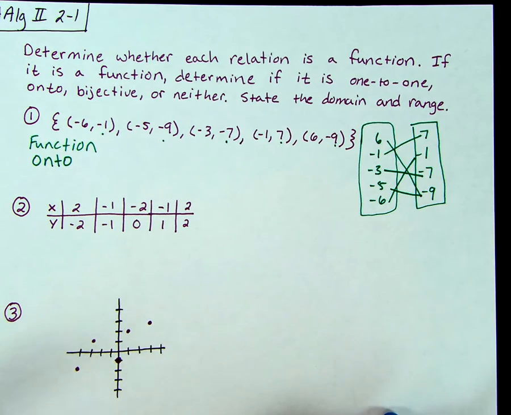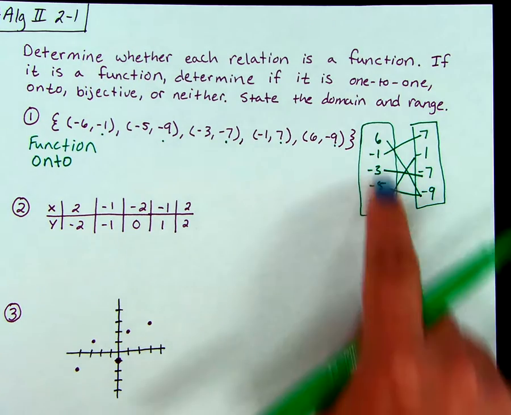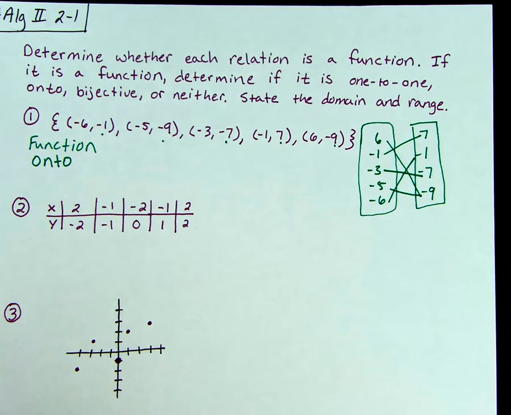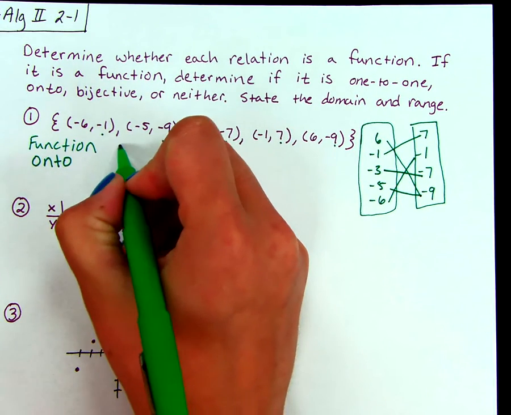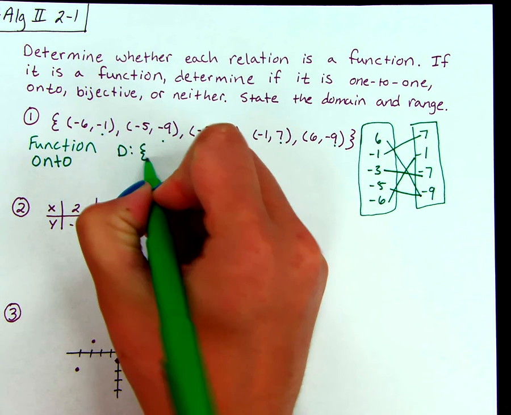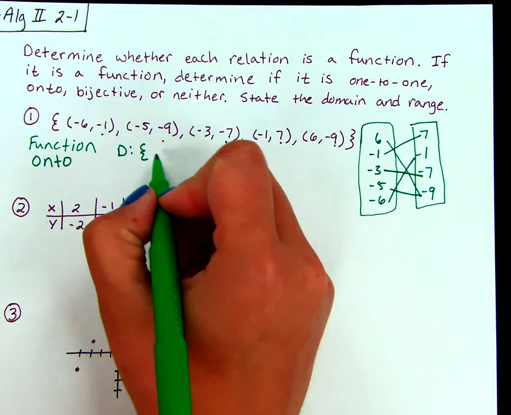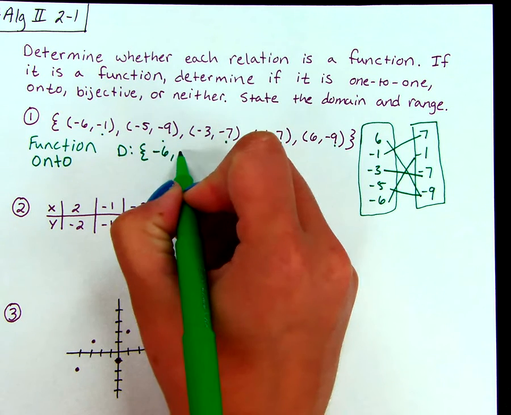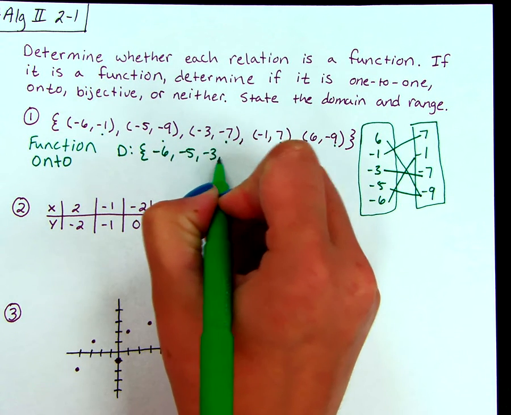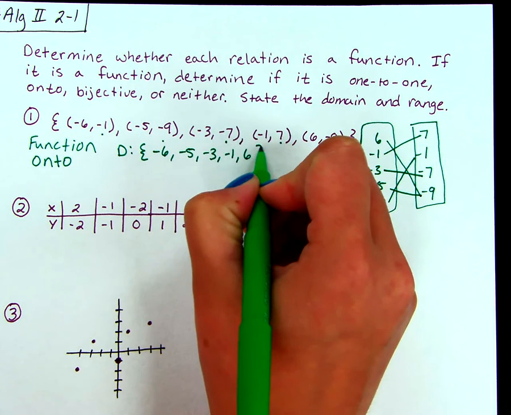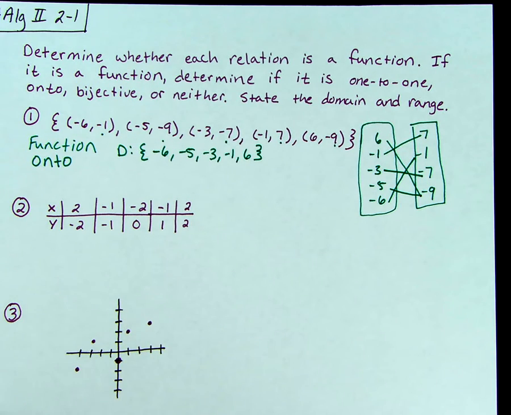Well, that's just listing our x values and our y values, and we've kind of already done that here. So now I'm just going to write it out. So capital D for domain, and then my curly bracket to show that these numbers go together. And again, we always list them in numerical order. So you can either do descending or ascending. Typically it's from smallest to largest, so I'm going to start with -6. So -6, -5, -3, -1, +6. So those are all the numbers in our domain.